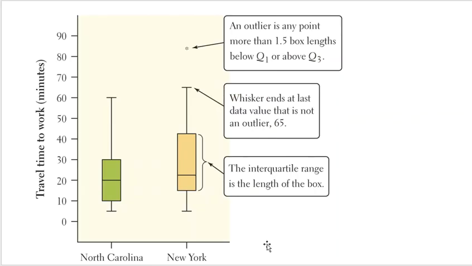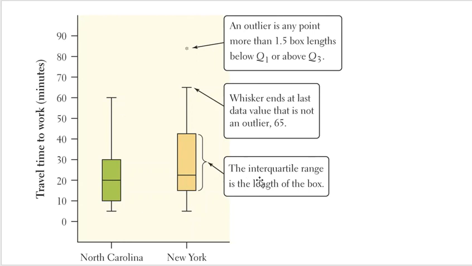Here's another one right here. This one is actually comparing, right? We can do back-to-back box plots. So we asked people in North Carolina, hey, how long does it take you to get to work? We asked some people in New York, how long does it take you to get to work? And this is what we got. So notice that they're going up and down. No big deal, doesn't matter. So the median for North Carolina is about 20. The median for New York is a little bit more, maybe around 22.